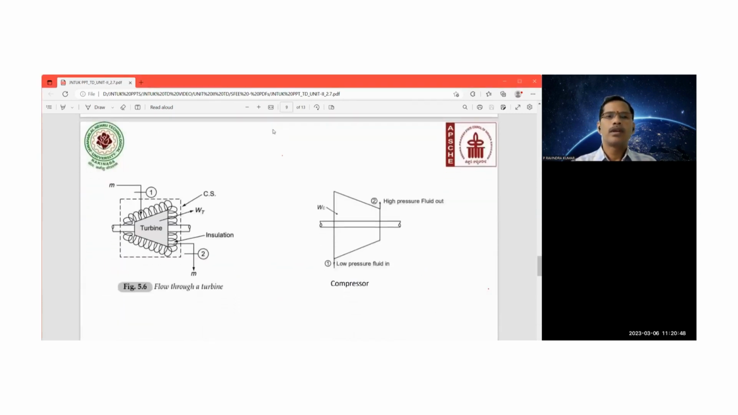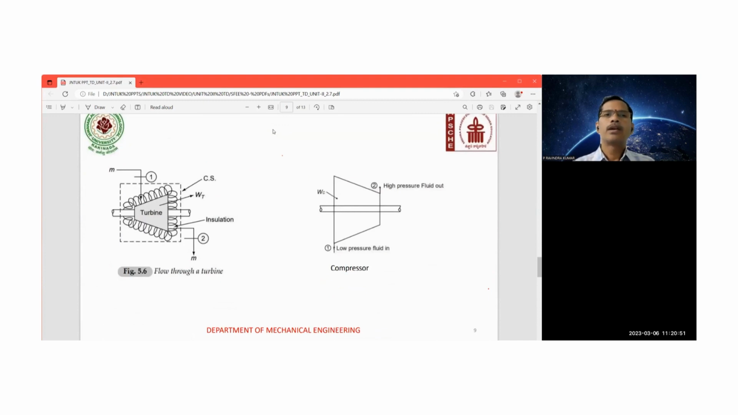So the compressor is nothing but a device where the flow enters as low pressure fluid at this section, and high pressure fluid is going to leave. That is the high pressure fluid outlet. So what is the importance of a compressor? The compressor is going to increase the pressure at the outlet side.